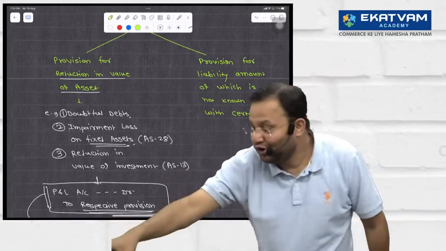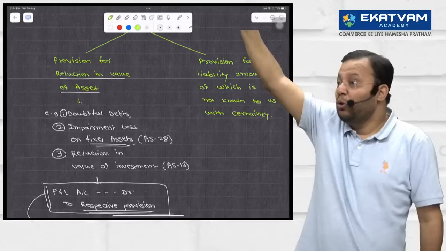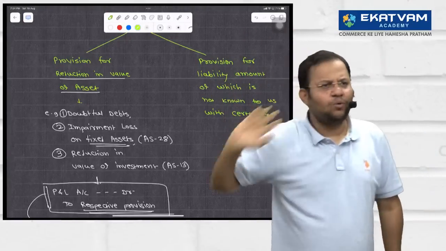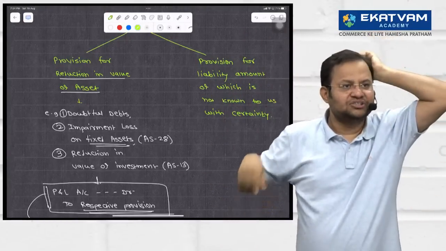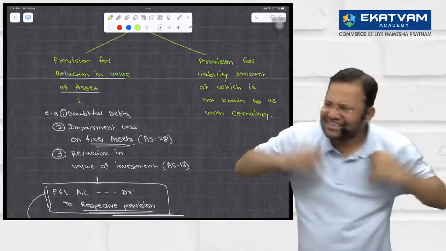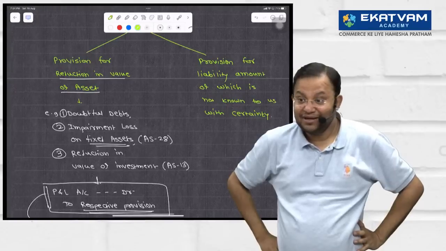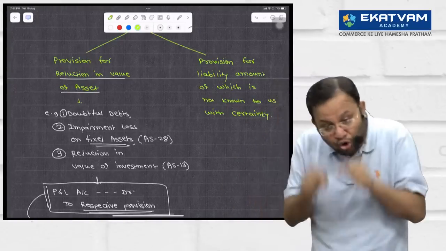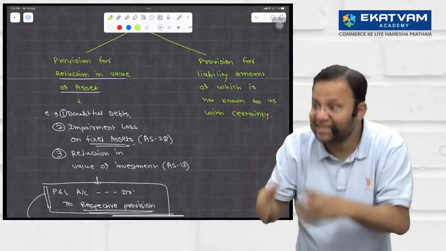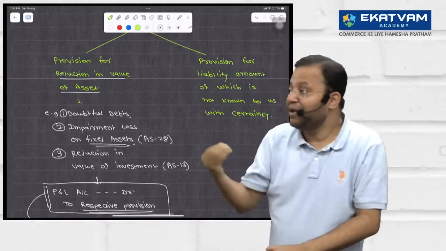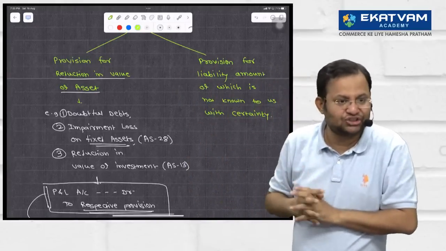So I have sold a phone. How many phones did I sell? 1 million. Every phone I have given a warranty of 2 years. Tell me, do I know exactly how many phones will come back? No. But I can make an estimate. I know that there is a liability, but I don't know exactly how much will be repairs and replacement cost.